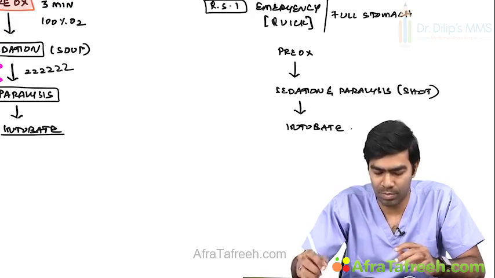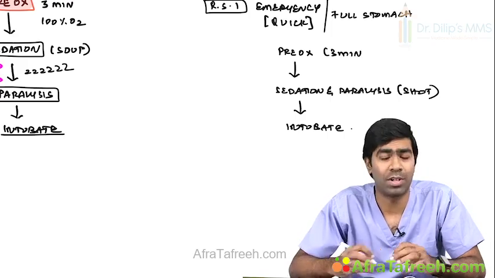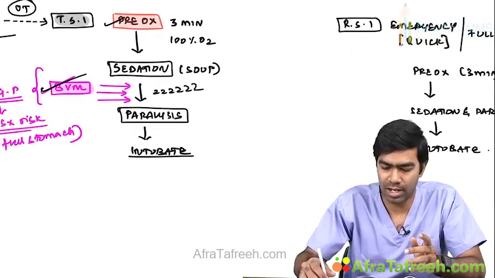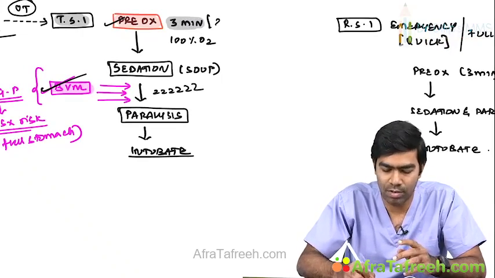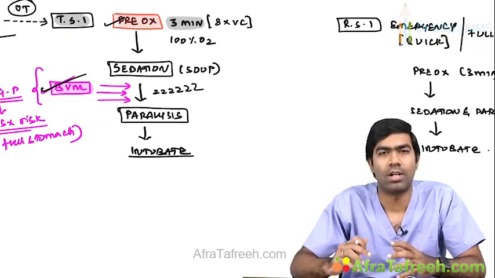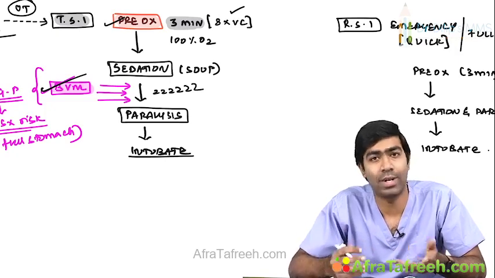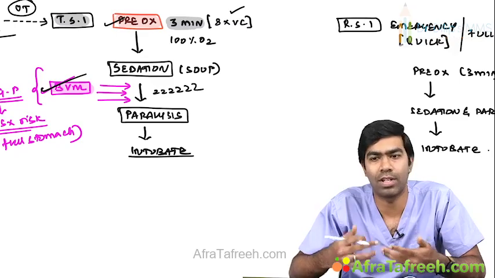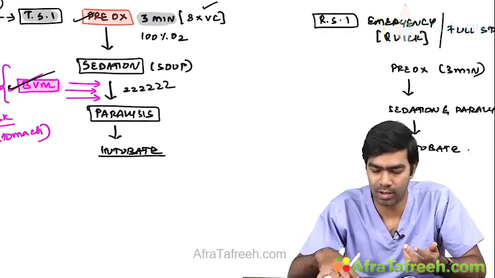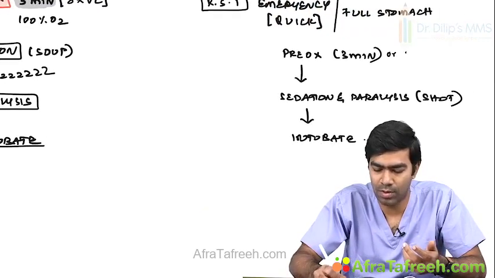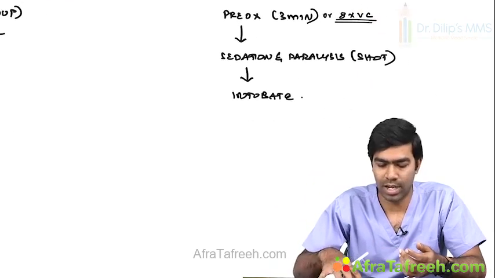This is the idea. Remember, you can do the pre-oxygenation typically for 3 minutes. But remember, it's not just 3 minutes. There are some other definitions of how long you give pre-oxygenation. Alternatively, you can give an amount of air to the patient that is equivalent to 8 vital capacity breaths. Clear? I can write here either 3 minutes or an amount equivalent to 8 vital capacity breaths. So this is the idea of pre-oxygenation.